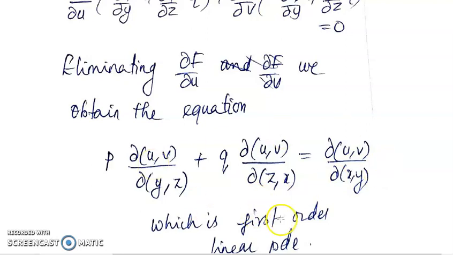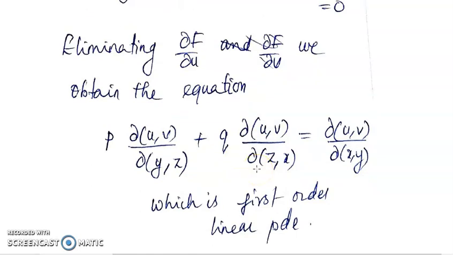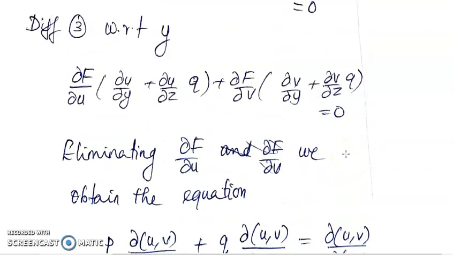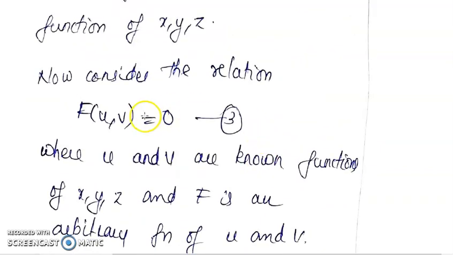So which is a first order linear PDE. So that's what the theorem says. If you have a PDE of the form p into dou of uv by dou of yz plus q into dou of uv by dou of zx equal to dou of uv by dou of xy, its solution will be of the form f of uv equal to 0.